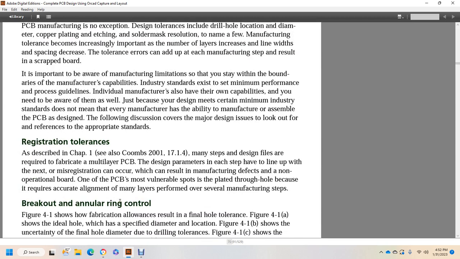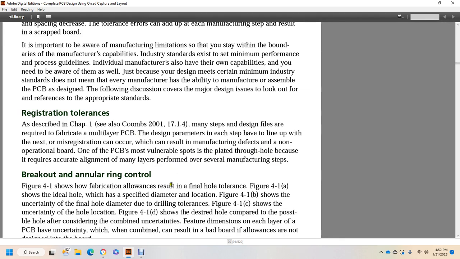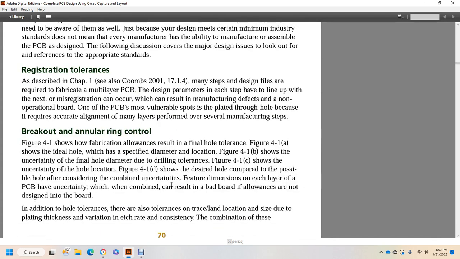Registration tolerances, as described in Chapter 1, are made with each step of the design file required to fabricate multiple PCB layers. With each step, the line width of the next layer can be misregistered, which can result in a manufacturing defect and a non-operational board. One of the PCB's most vulnerable spots is the plated through hole because it requires accurate alignment across many layers performed over several manufacturing steps. You must control the annular ring.